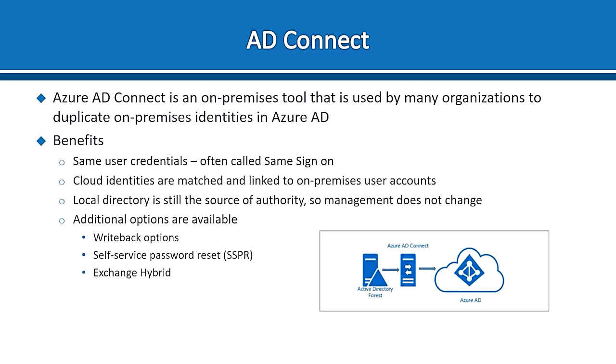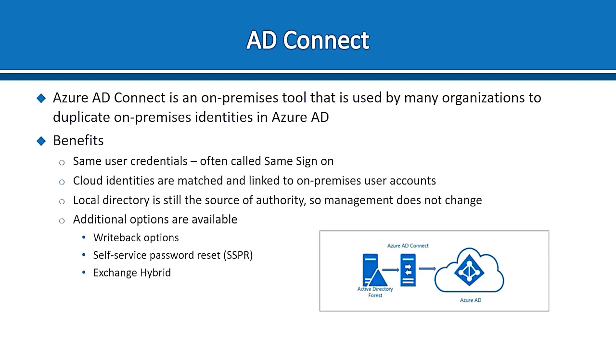So soft matching is the default. Hard matching is where you literally go in and type in PowerShell and say this internal object matches this external object and kind of force it to happen. Another thing to remember here is the local Active Directory is always the source of authority in this situation.